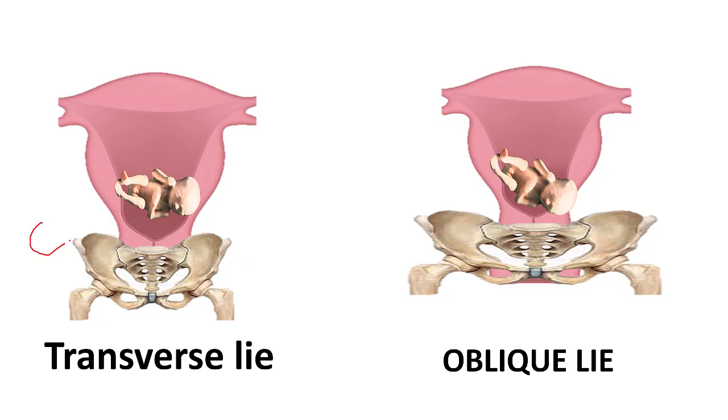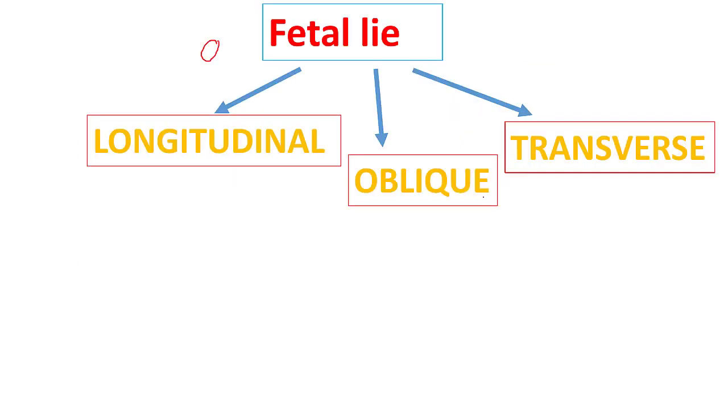In picture C, the long axis of the fetus is making an angle of 90 degrees with the long axis of the uterus, or is perpendicular to the long axis of the uterus. So here the lie is transverse, meaning the baby is present in horizontal direction in the uterus, right? Now in picture D, we can see that the long axis of the fetus is making an angle of 45 degrees with the long axis of the uterus, meaning the baby is present obliquely. So the lie is oblique. So the lie can be longitudinal, it can be transverse, it can be oblique. So first clear this concept.